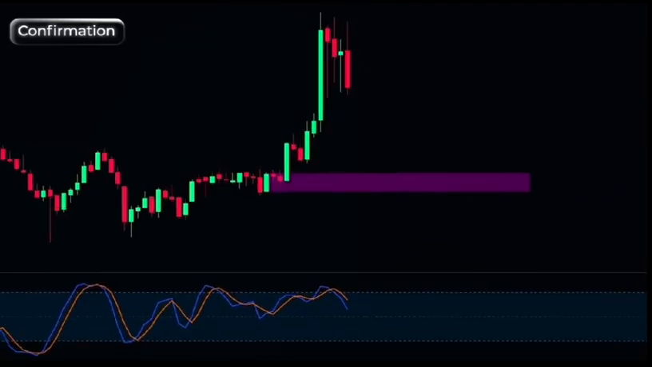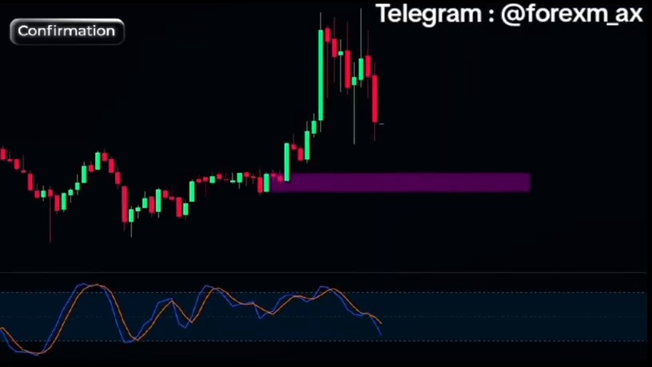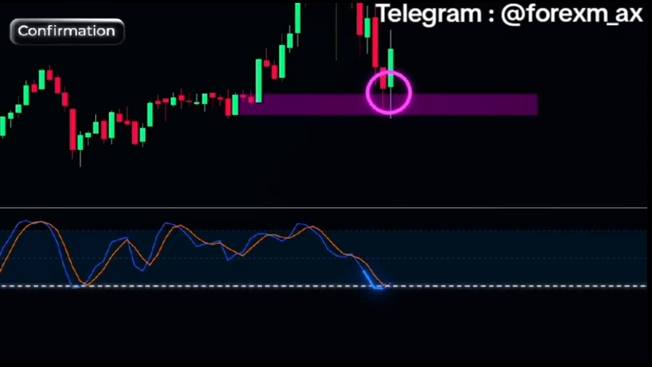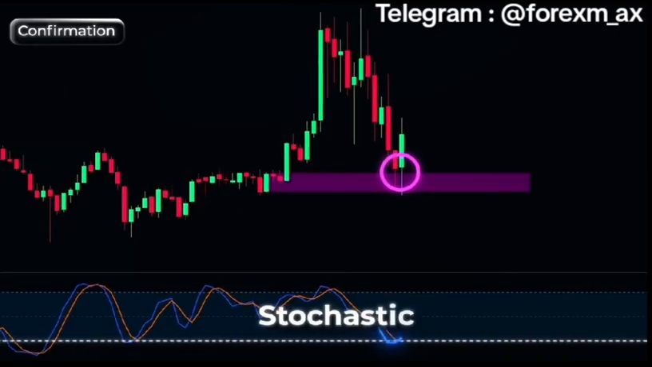So here's the specific confirmation I'm looking for. As price taps into the demand level, the blue stochastic line needs to break below the oversold line, which is this line, and then crosses back upwards. This analysis from the indicator basically shows that price is becoming overextended and is starting to show signs of a potential bounce. So we're simply adding another analysis to confirm that the bounce is actually happening. And this small difference alone can drastically improve the accuracy of your trades.